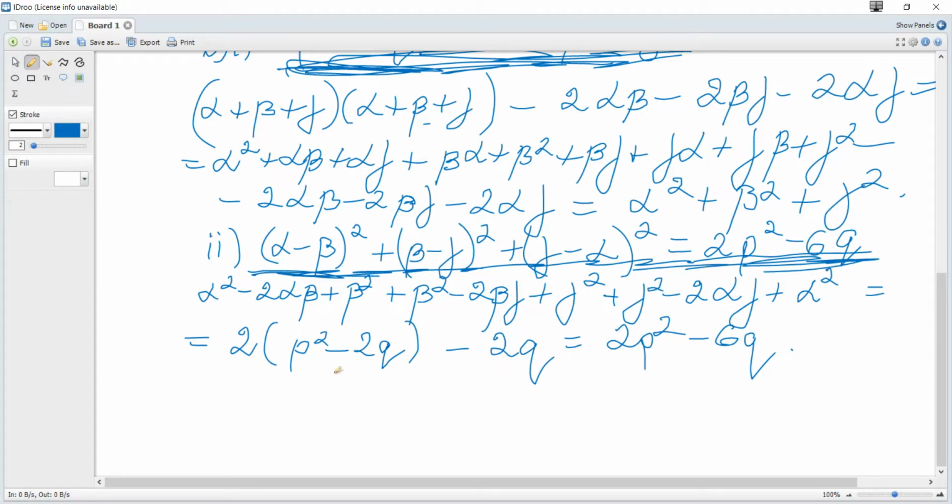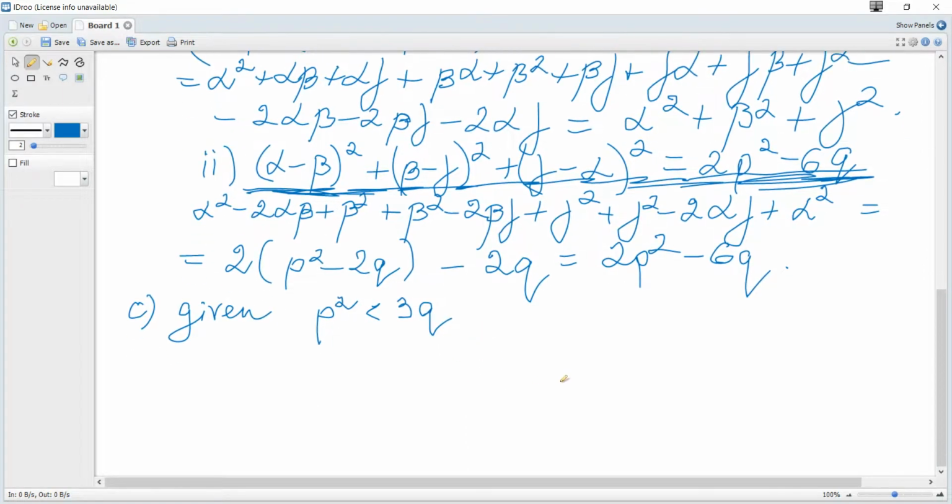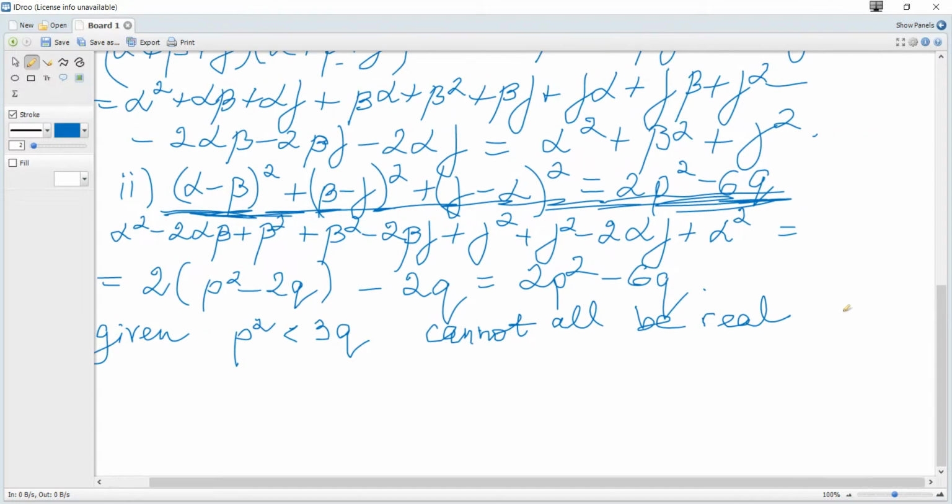The next, C. Given that p squared is less than 3q, deduce that alpha, beta, gamma cannot all be real. We will need this condition.